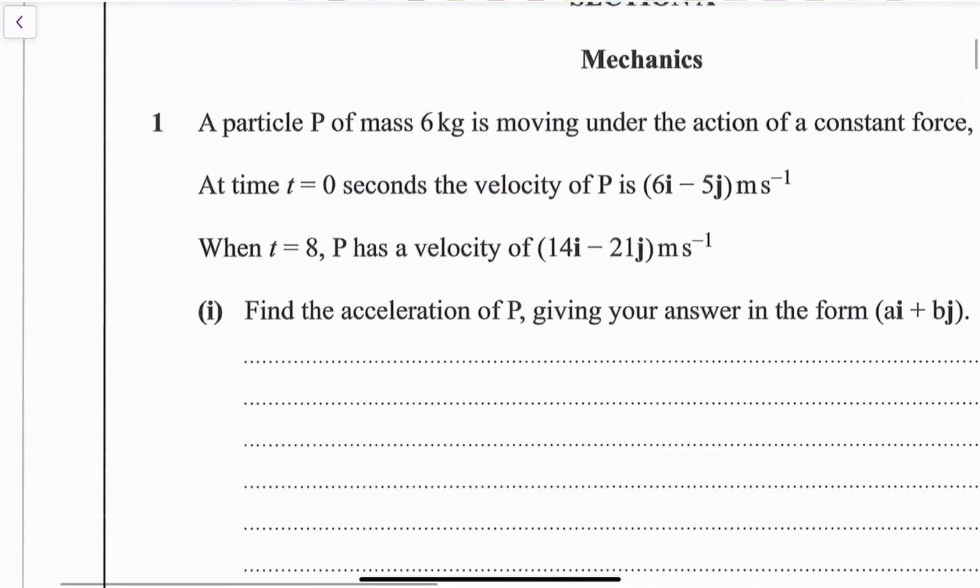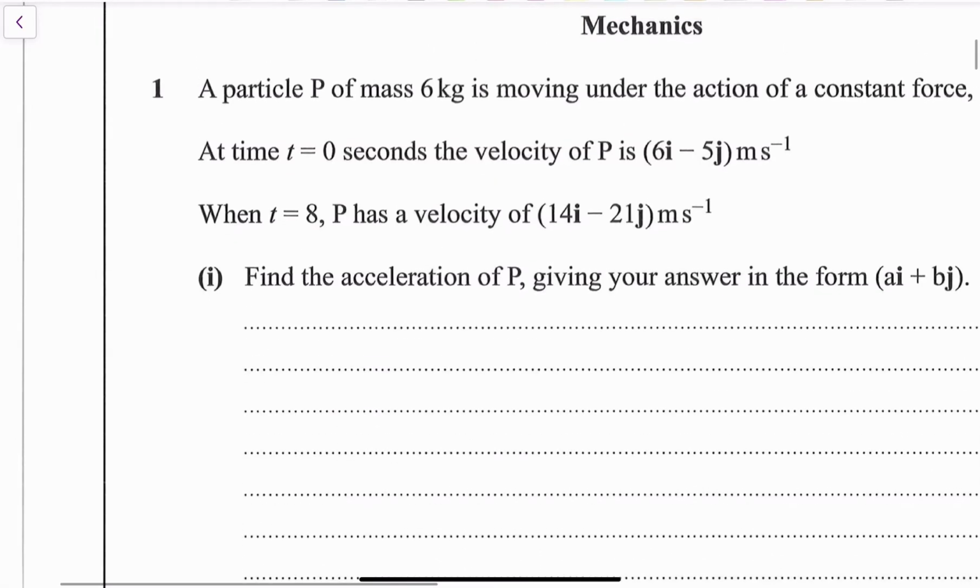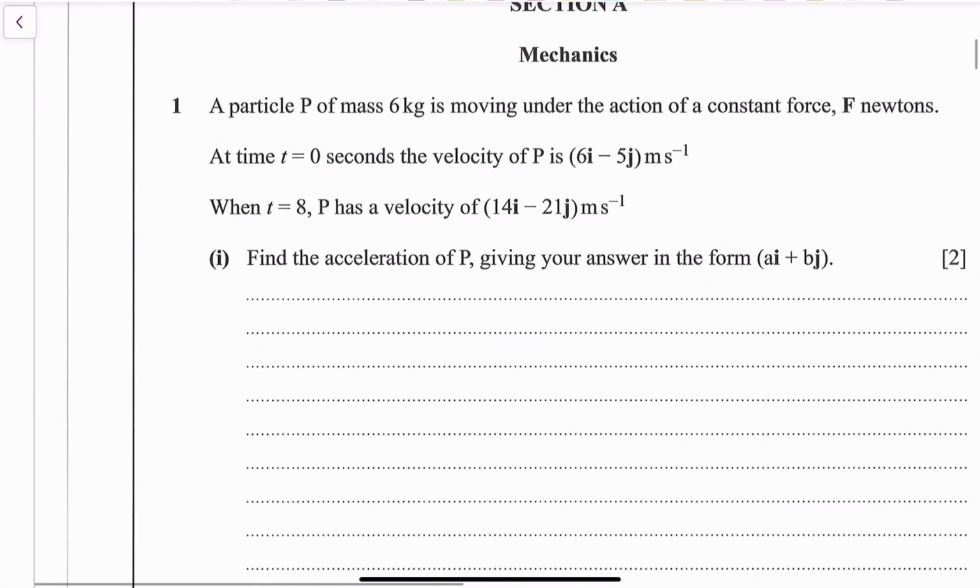Okay, question 1 says, a particle of mass 6 is moving under the action of constant force F newtons. At time t equals 0, the velocity of P is 6i minus 5j. When 8 seconds later, so when t equals 8, P has a velocity of 14i minus 21j. Find the acceleration in the form a vector i plus b vector j.